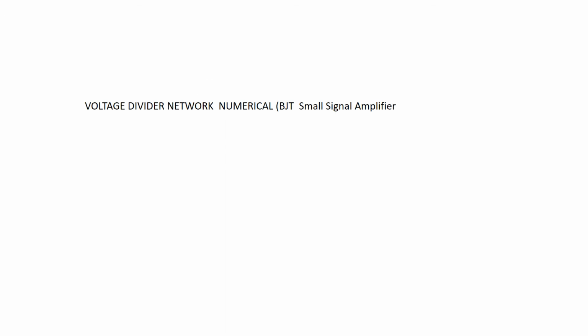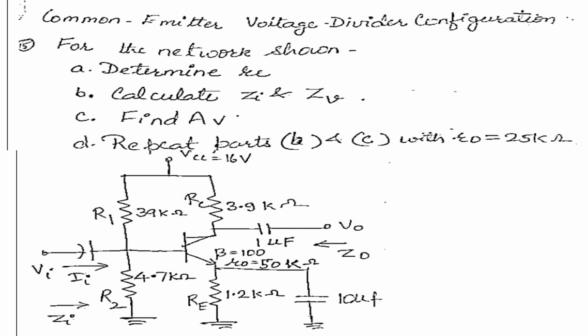Next we will see a voltage divider network, a BJT small signal amplifier. So common emitter configuration. First try to understand what is a common emitter configuration. So this is your overall common emitter configuration. R1, R2, RC, RE. These are the coupled capacitor, CE. These are your bypass capacitors, input and output bypass capacitor. The role of this bypass capacitor is to separate the DC signal from the AC signal.